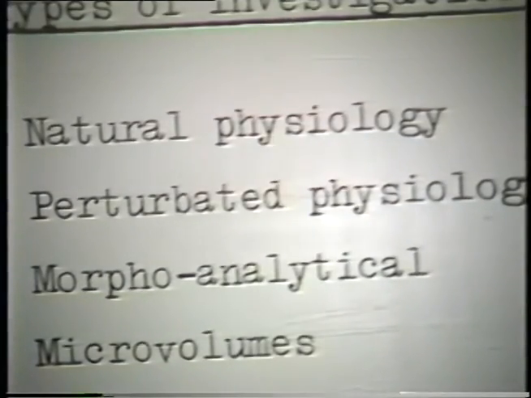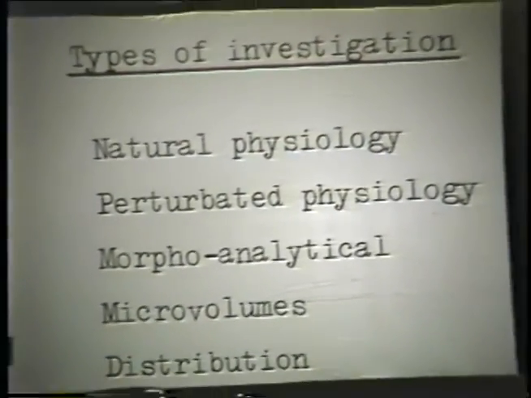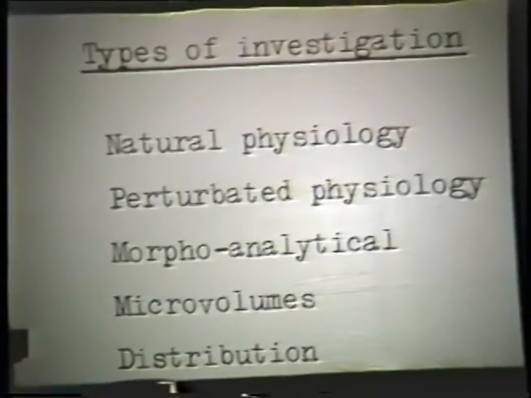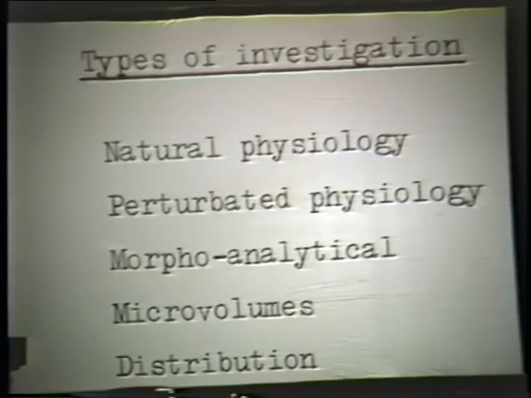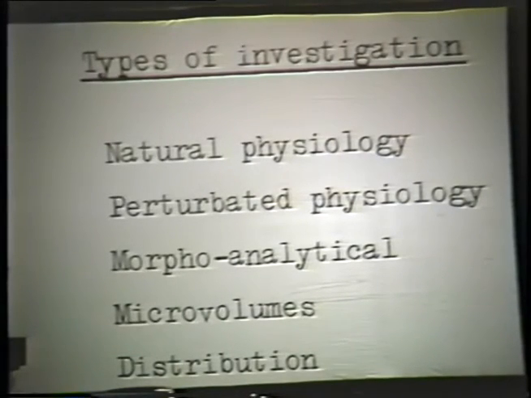The types of investigations could be ranging from the natural physiology or the perturbed physiology, where you've added some drug to the system or there's some injury to the system. Most frequently, we do the morpho-analytical, trying to relate the analysis to a morphological detail. You can, in fact, do specialized microvolumes, where you take out small droplets of liquid from known areas or regions of the sample and analyze those outside the sample, and certainly the distribution of elements within a sample. The next one, please.